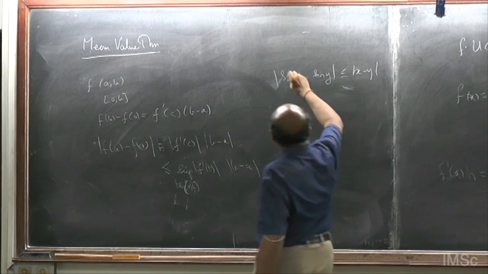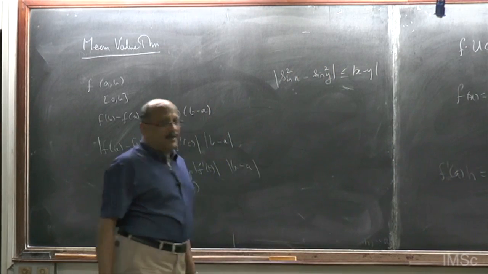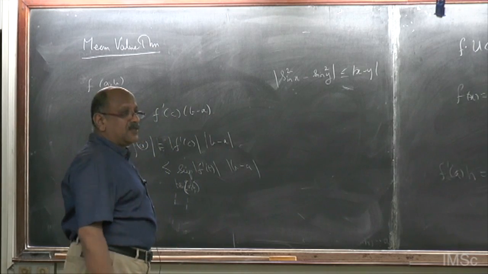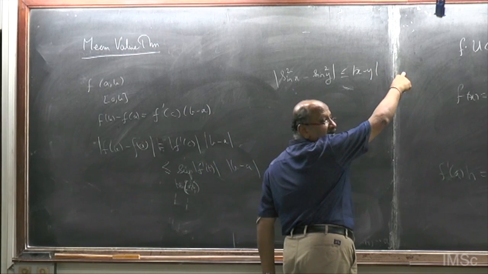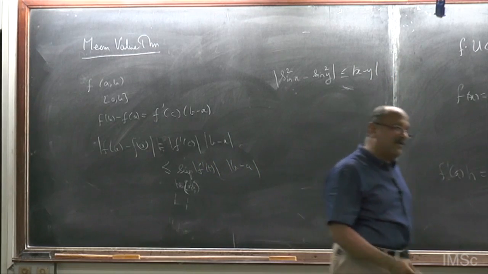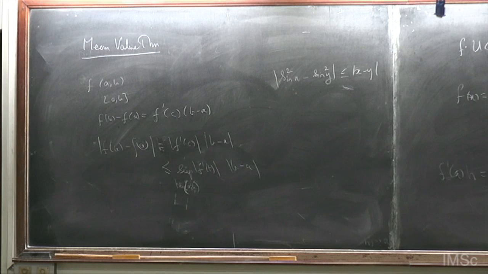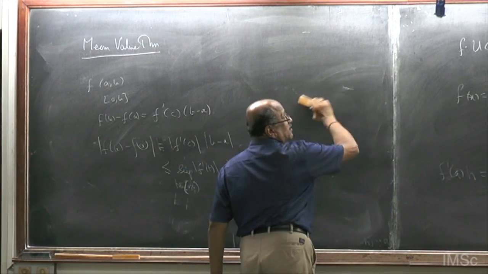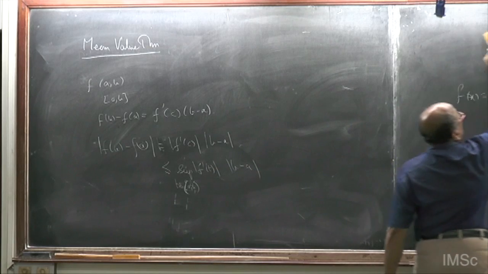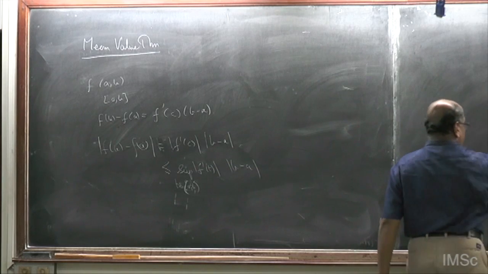You can do it even for sin square. sin²x - sin²y: apply the mean value theorem, it is less than |x - y| times the sup of the derivatives. But what is the derivative? 2 sin x cos x, which is sin 2x, which is also less than or equal to 1, and therefore you still have this. So this is a very nice quick way of getting all these inequalities. The mean value theorem is a very powerful theorem which allows you to do many things. We will see applications of it also.